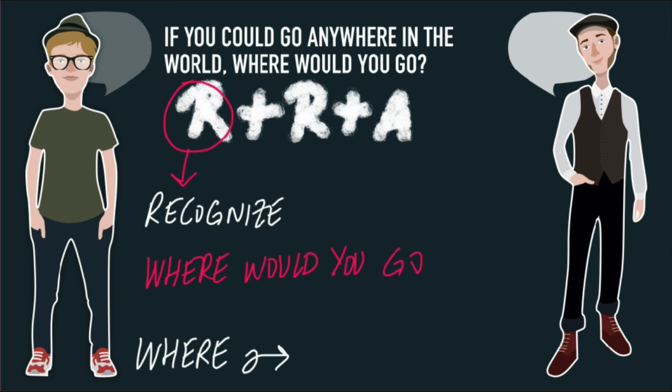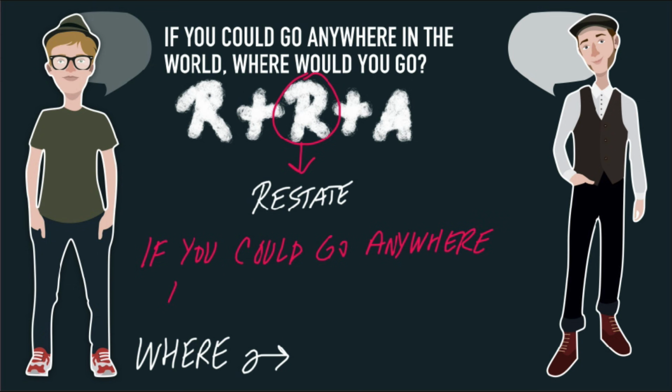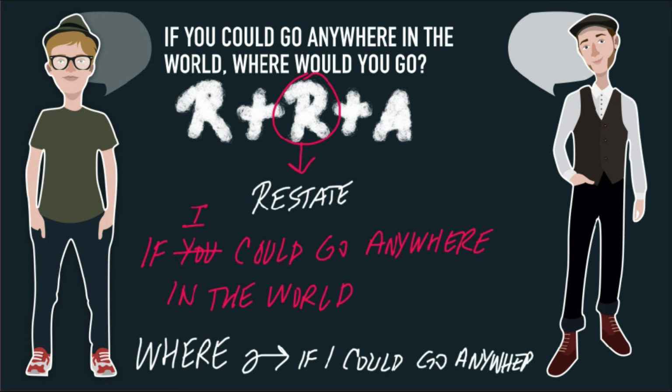So let's keep going. Let's move on to the next R. The next R, do you remember what it stands for? Good job. It stands for restate. Very good. So where would you go is the focus of the question, but the remainder is the portion that we must restate. So the remainder of the question is, if you could go anywhere in the world. Now remember, we must restate this, and instead of you, we will say I. So let's rewrite that and add it to the portion that we will use later. If I could go anywhere. And we'll just stop there because we know what the rest is going to be.